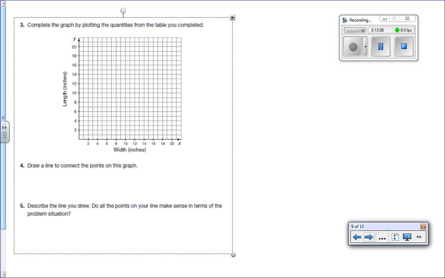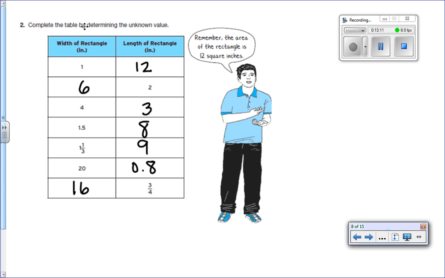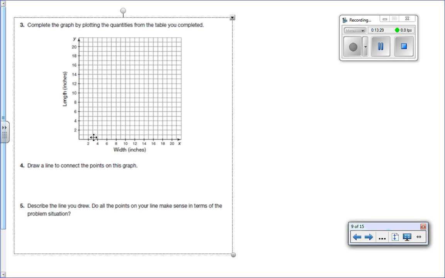Let's move on. We are now going to graph the data. So again, going back here, this is going to be our x, because x is always the left or the first column, and this is going to represent our y, because the right side is always representative of y. So that is why they put width here, because it represents x, and length here, which represents y. So our first point would be 1 up to 12. So it is right here.